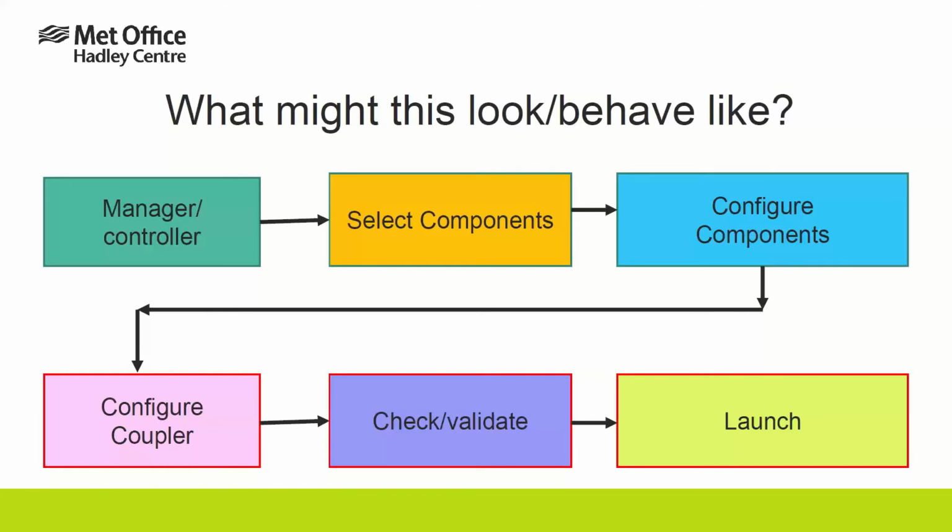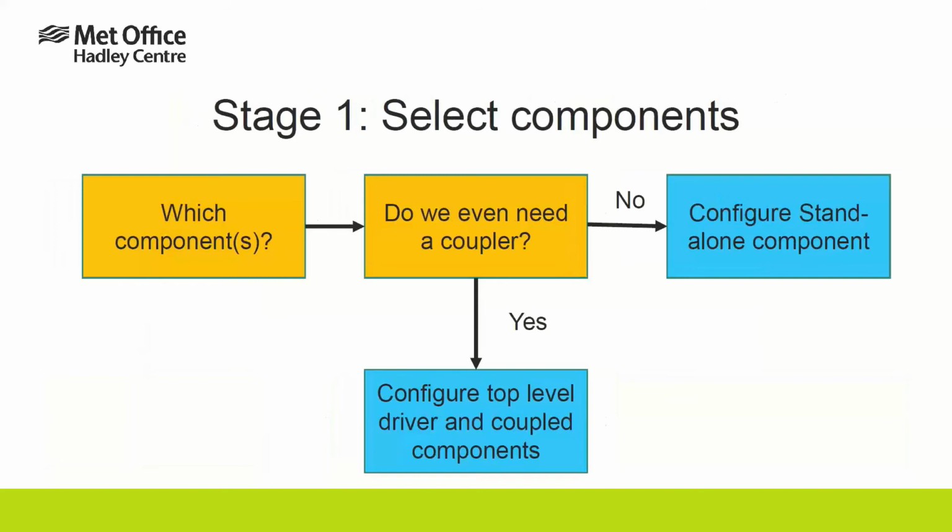So that's just a sort of flow chart of what this might behave like. The orange sections there show the first decision to be made, which is which components you are using, and then do you even need a coupler? That's something clearly that we can automate. If the answer is no, then you can configure a standalone component. If it is yes, then you go into a slightly more complicated setup where you configure a top-down driver and do all your coupled components from that.